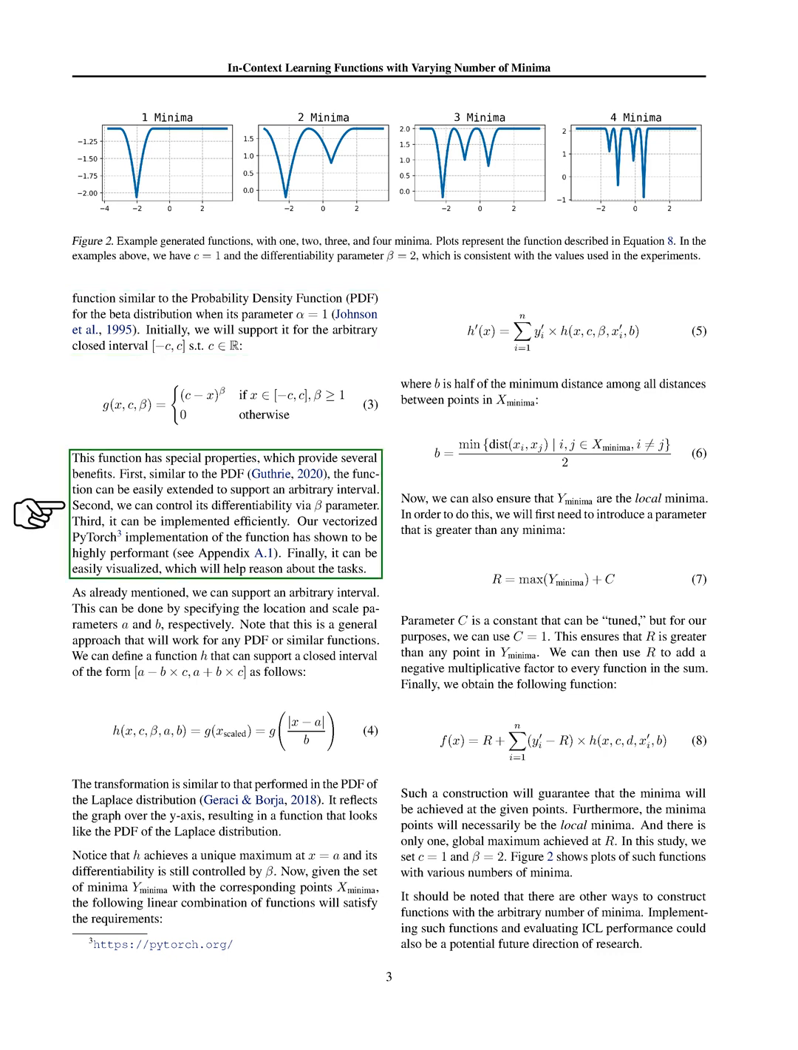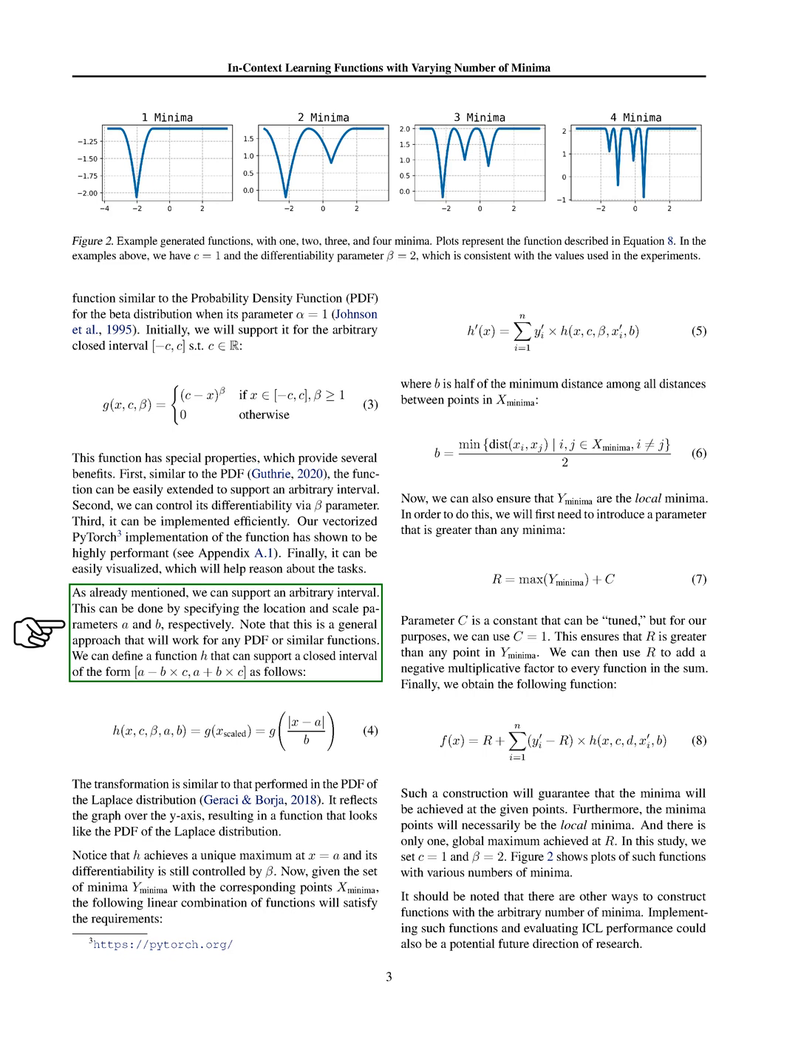Like the PDF, it can be extended to support any interval. We can control its differentiability through the beta parameter. It can be implemented efficiently, as shown by our PyTorch implementation. Plus, it's easy to visualize, which helps us understand the tasks better. We can support any interval by specifying the location and scale parameters, a and b. This is a general approach that works for any PDF or similar functions.